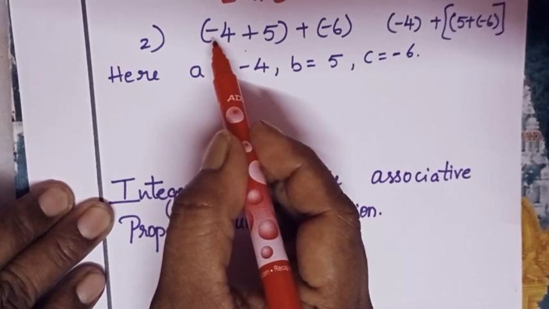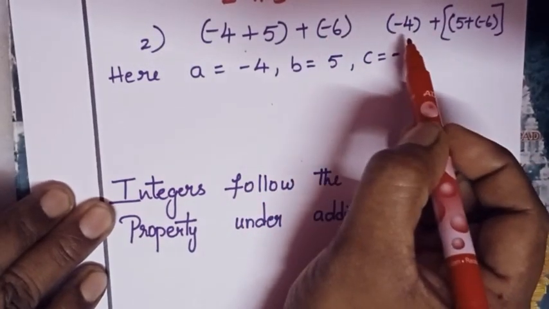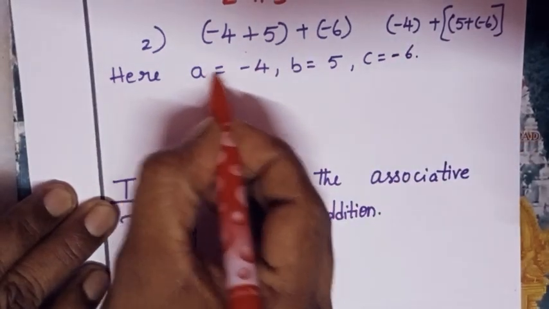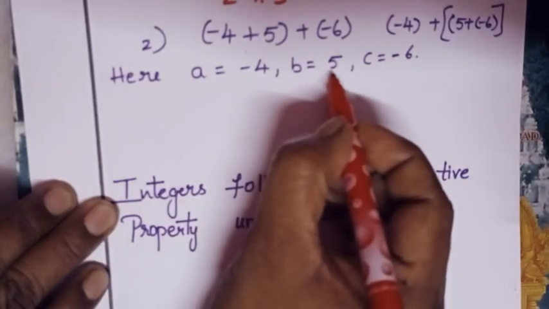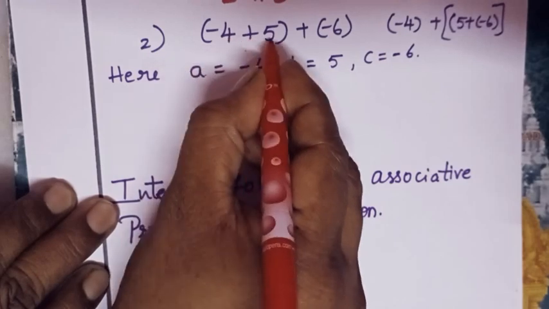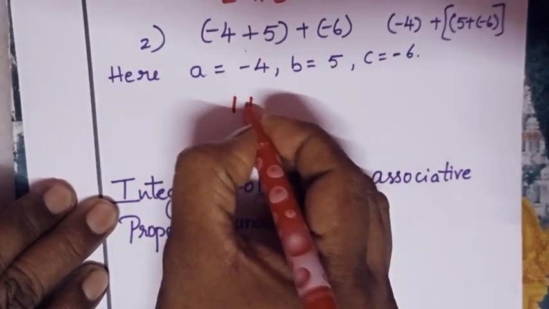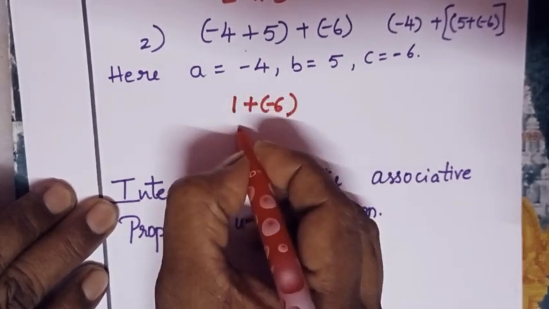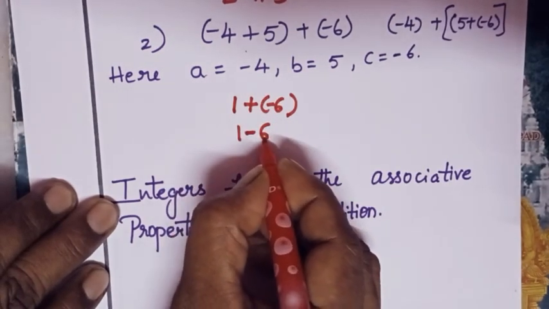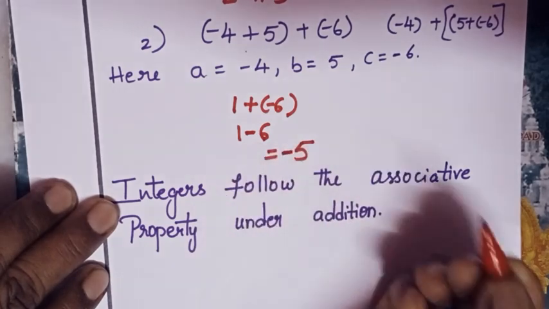Let us take another example for associative property, children. This is LHS, (minus 4 plus 5) plus minus 6. RHS, minus 4 plus (5 plus minus 6). Here A equals minus 4, children, B equals 5, C equals minus 6. Let us take LHS first. Minus 4 plus 5. 5 minus 4 is how much, children? 1. 1 plus minus 6, that is 1 minus 6. So 6 minus 1 is 5. Bigger number symbol, children. So minus 5.